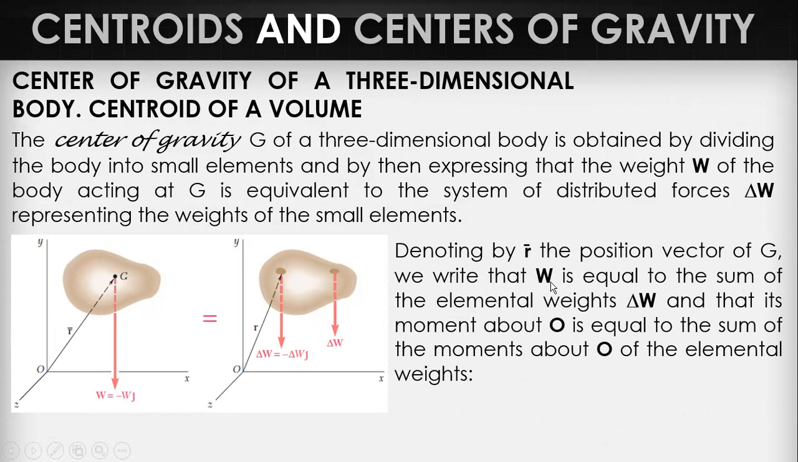We write that W is equal to the sum of the elemental weights delta W, this one. In terms of force, the weight is equal to the sum of the individual elemental weights. And its moment about the origin O is equal to the sum of the moments about O of the elemental weights.